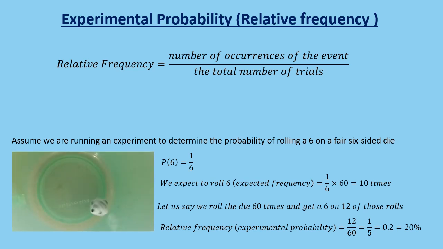To summarize, the relative frequency, also known as the experimental probability, is the probability of something occurring based on the outcomes of an experiment or a series of trials. It is calculated by dividing the number of times an event has occurred by the number of trials completed. The expected frequency, on the other hand, is the number of times we believe something will occur based on how likely it is to occur. With a large number of trials, the relative frequency should approach the theoretical probability.